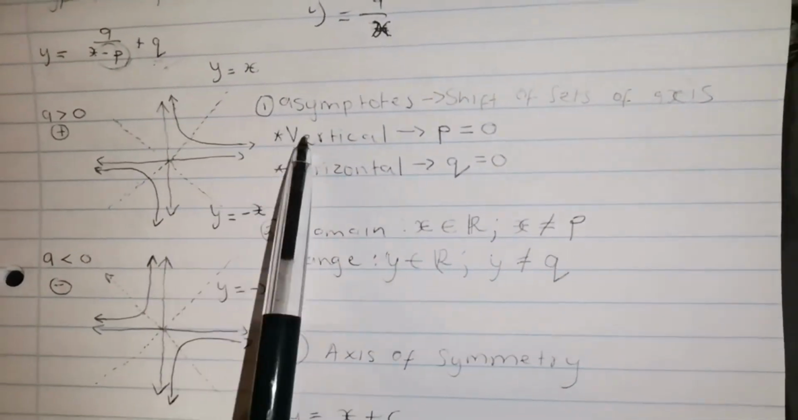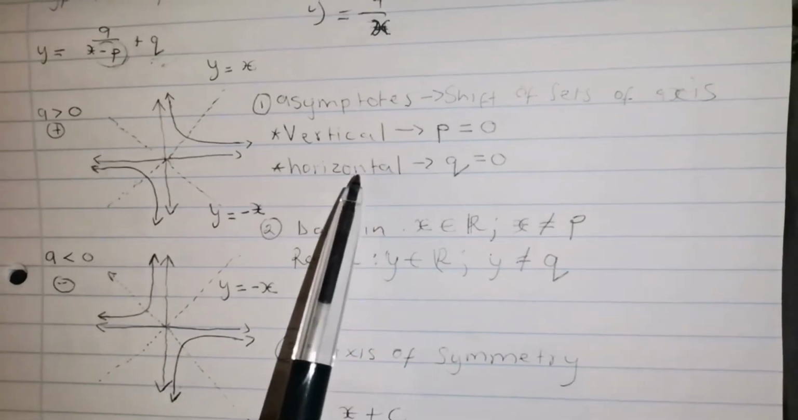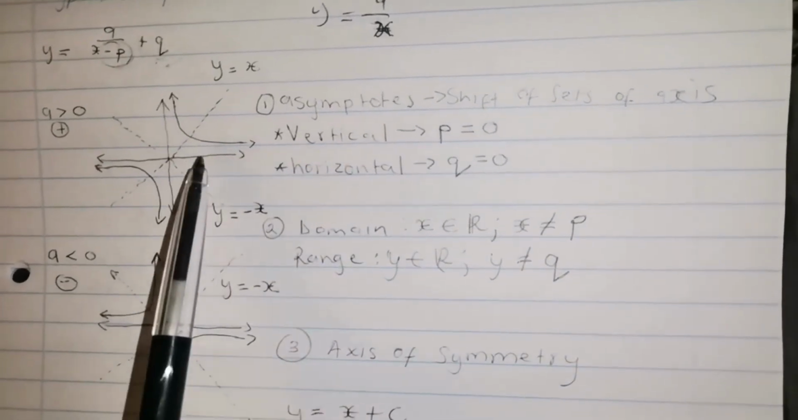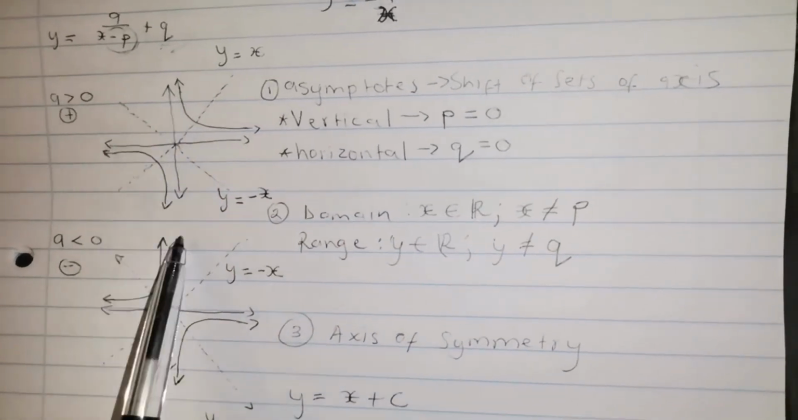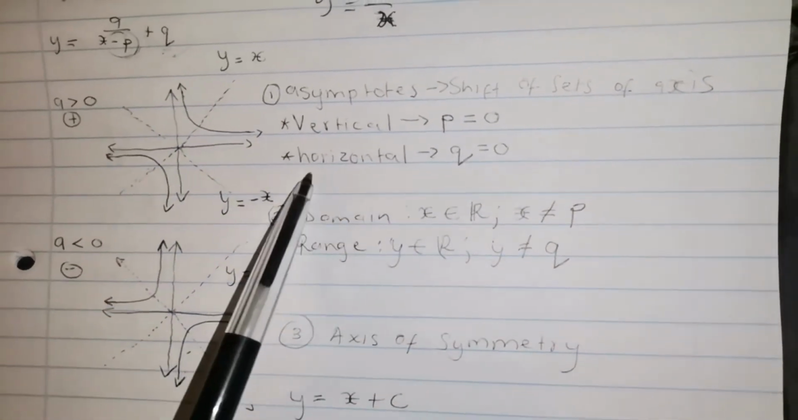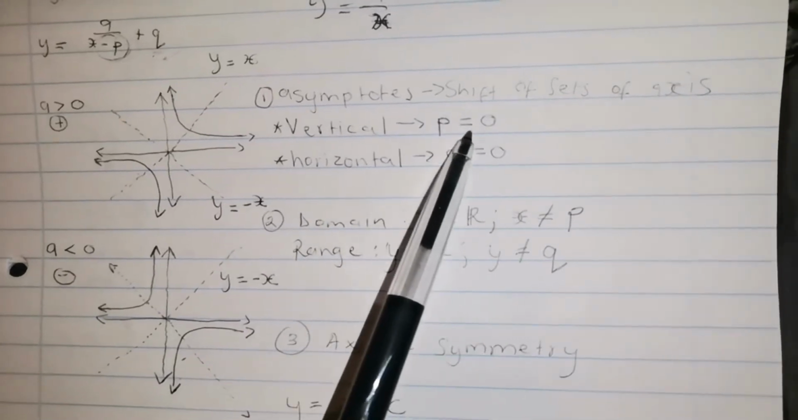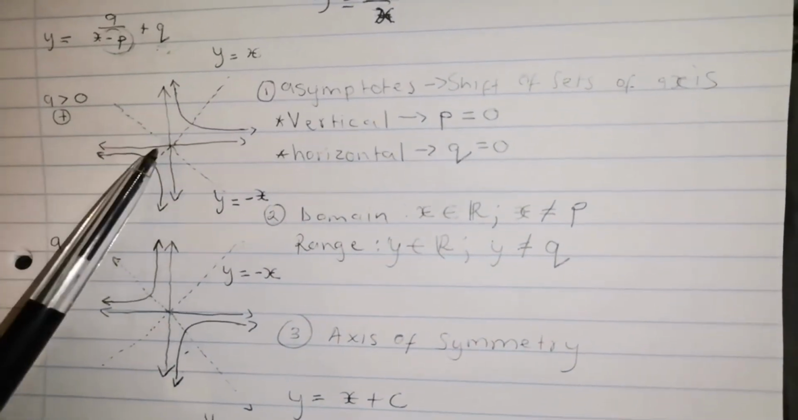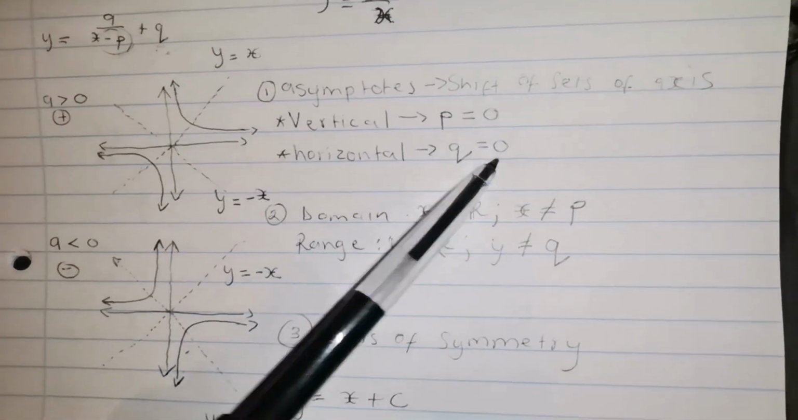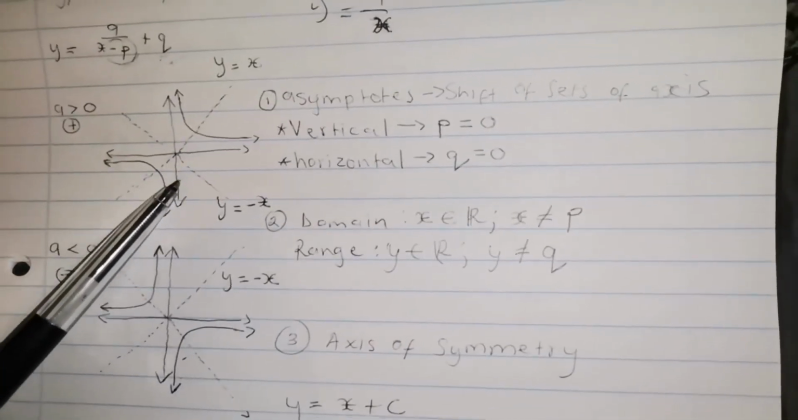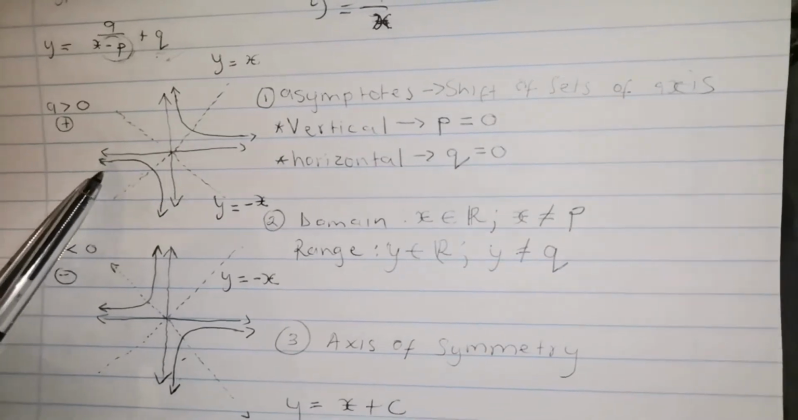Now, the asymptote determines the shifting of the graph. When the asymptote is vertical, the graph shifts from left to right. When it is horizontal, the graph goes up or down. If the value of p is equal to 1, that means our graph is going to move 1 unit to the right. If the value of q is negative 2, our graph is going to move 2 units downwards. Simple, meaning our dotted line.